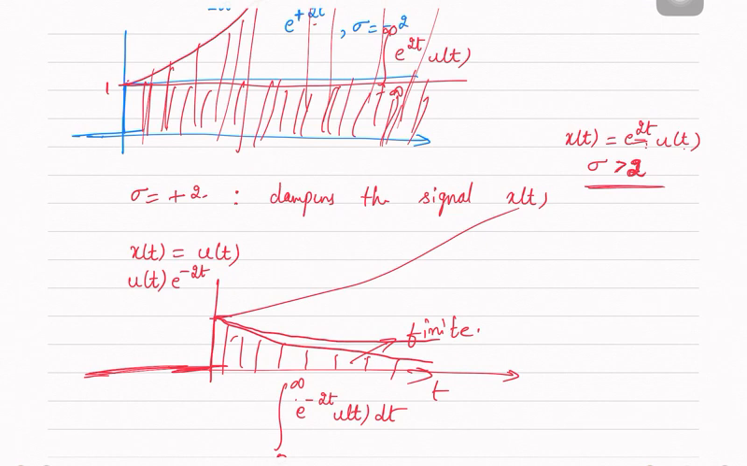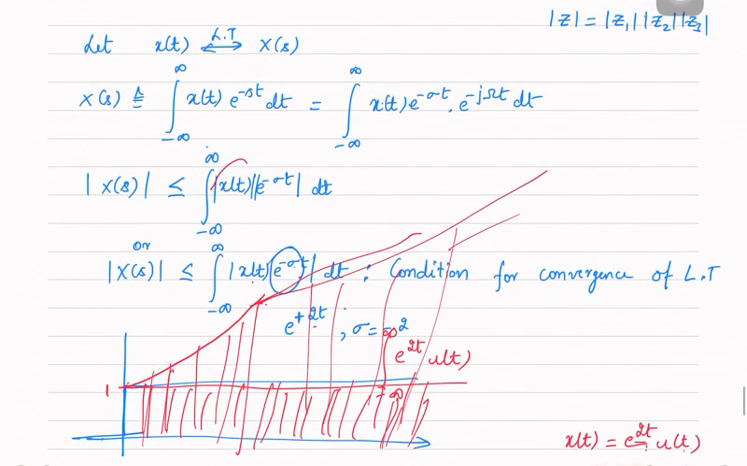This is where the concept of region of convergence comes. The region of convergence is nothing but those values of sigma for which this integral will be less than infinity. Fine. So we'll solve an example and find out the existence. We'll take x of t equal to e power 2t into u of t, for example.